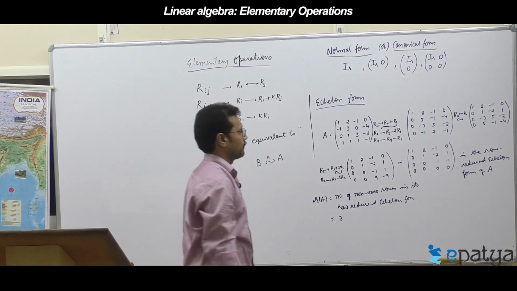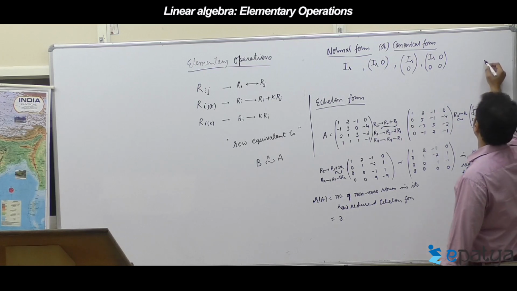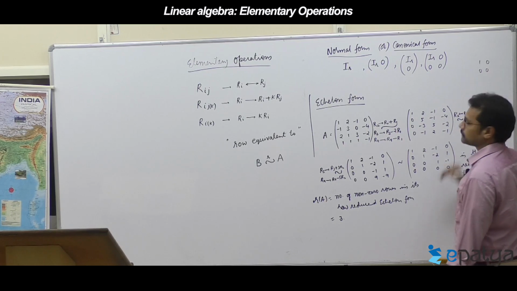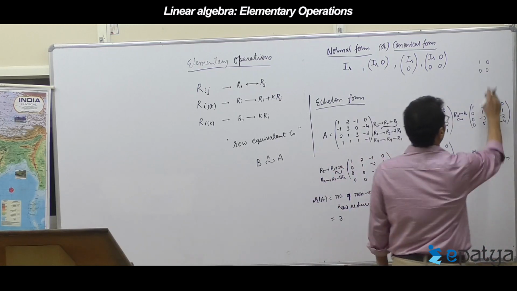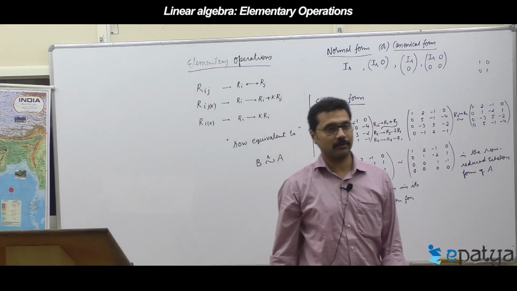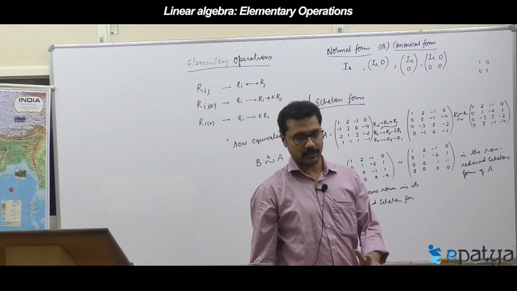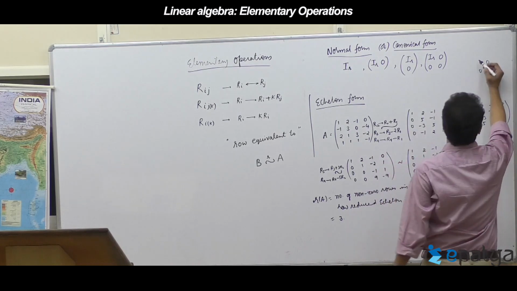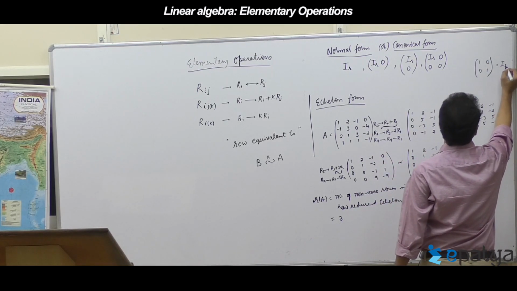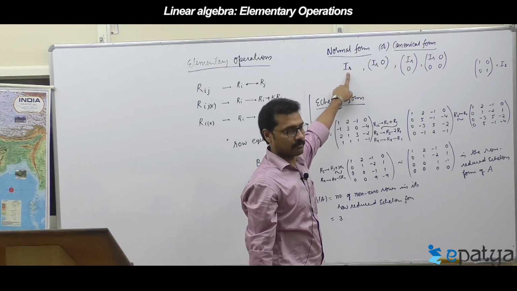I'll give different examples. Suppose I have a 2 by 2 square matrix A. After row reductions, it came out to be 1, 0, 0, 1. So the number of non-zero rows equals 2, therefore the rank of the matrix equals 2. This is one normal form. We call it I2, the identity matrix of order 2.